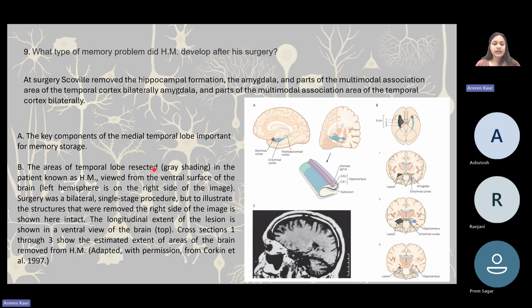So the areas of temporal lobe resected, which was this gray shading in the patient known as HM, viewed from the ventral surface of the brain, it looks like this. Surgery was a bilateral, single stage procedure, but to illustrate the structures that were removed, the right side of the image is shown here intact. So both these portions were actually removed, but in order to tell what were these areas, one of them is labeled over here, right? So actually both the places this particular region was removed. The longitudinal extent of lesion is shown in the ventral view of the brain.